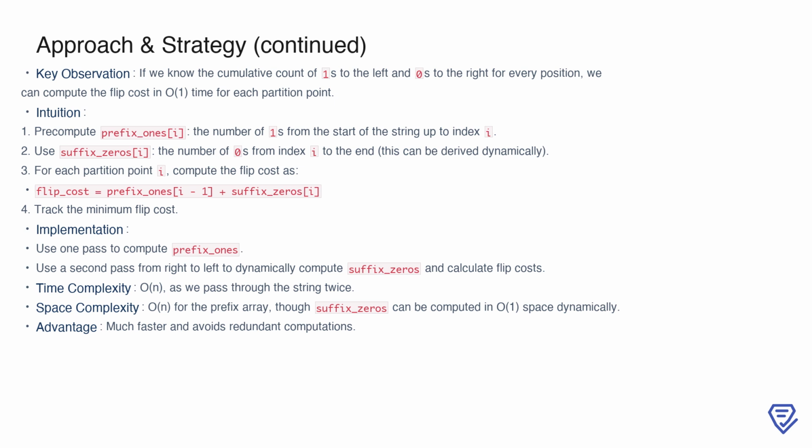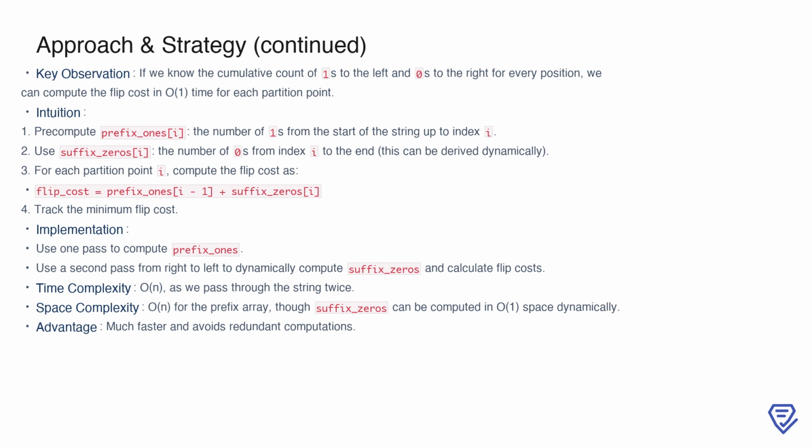Then, instead of explicitly calculating a suffix array for 0s, we compute it dynamically during a single backward pass. For any partition point i, the flip cost can be determined as the sum of prefix_ones[i-1] and suffix_zeros[i].